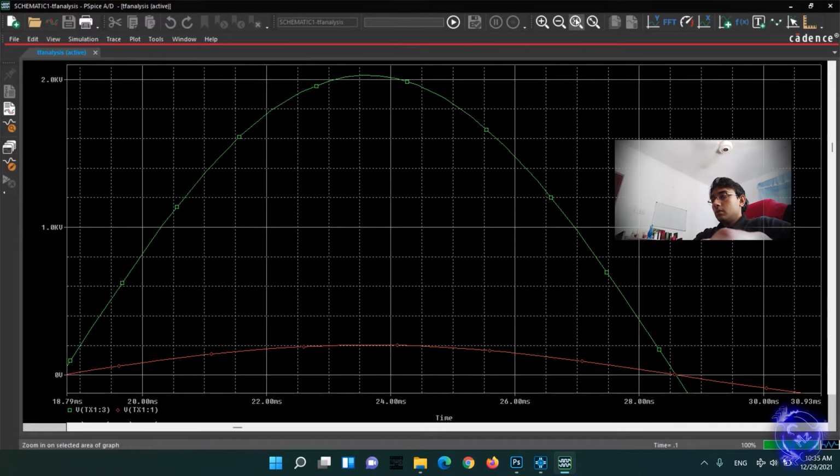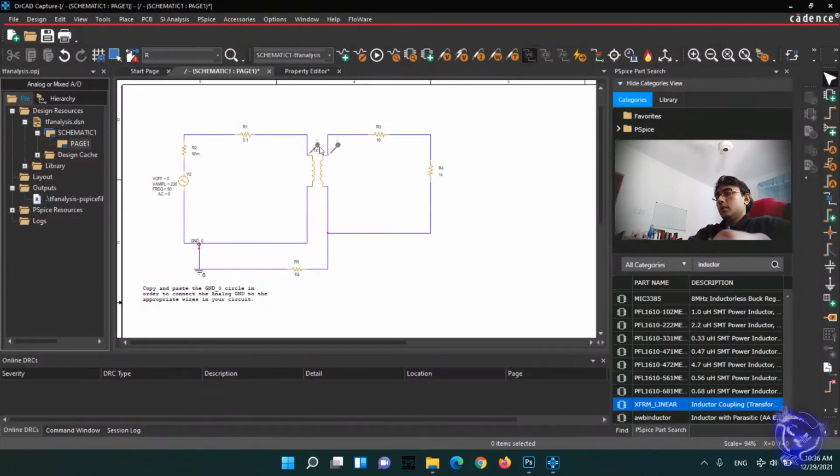So here this is almost 200 volts, 210 roughly, and here 2100 nearly, so 10 times step-up transformer, right? Now this is the first method that I can build a transformer.